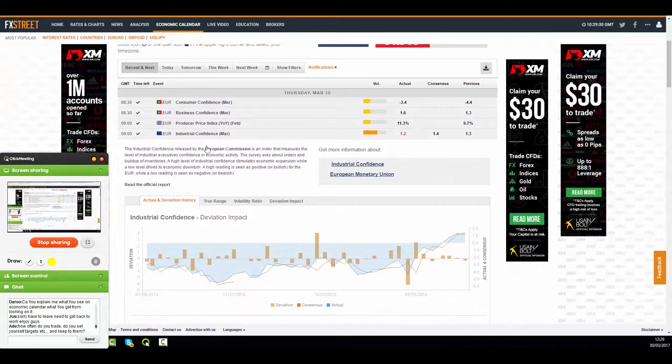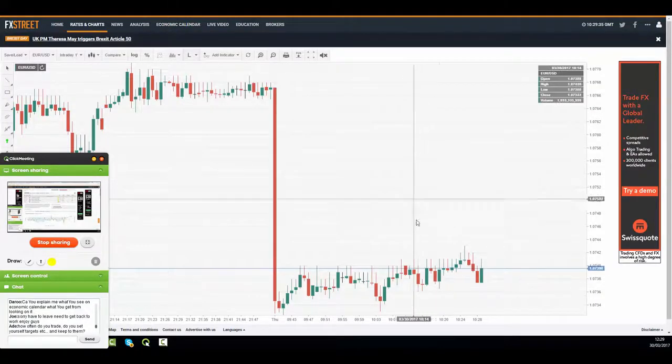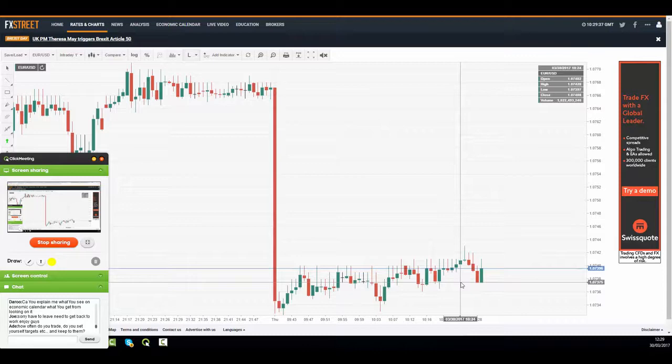And then all it takes is for you to wait until the economic point strikes. Keep an eye on the FX chart, and look, the overall trend is actually going up.